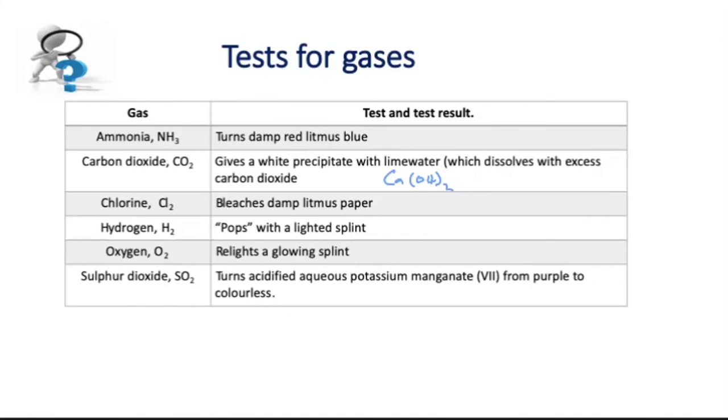Now, chlorine bleaches litmus paper, so it will turn blue litmus paper to red, but it will also go a step further by bleaching it. Hydrogen puts out a lighted splint with a pop, which tells us that it's explosive. Oxygen relights a glowing splint, and sulfur dioxide turns acidified aqueous potassium manganate(VII) from purple to colorless. That's what we would use to identify the presence of sulfur dioxide. It is a reducing agent.